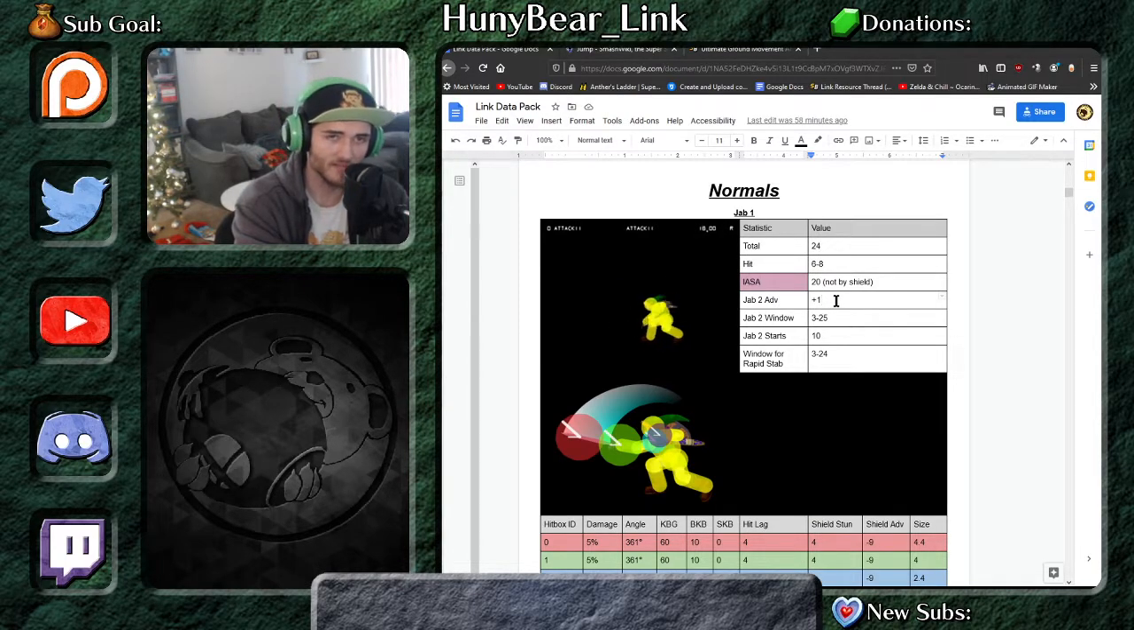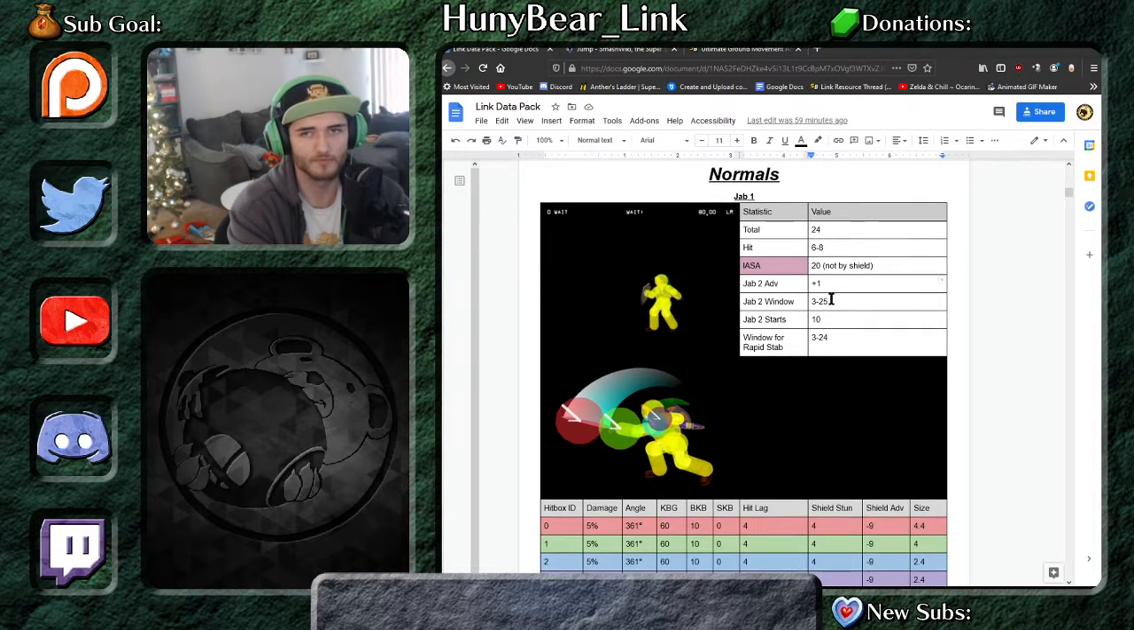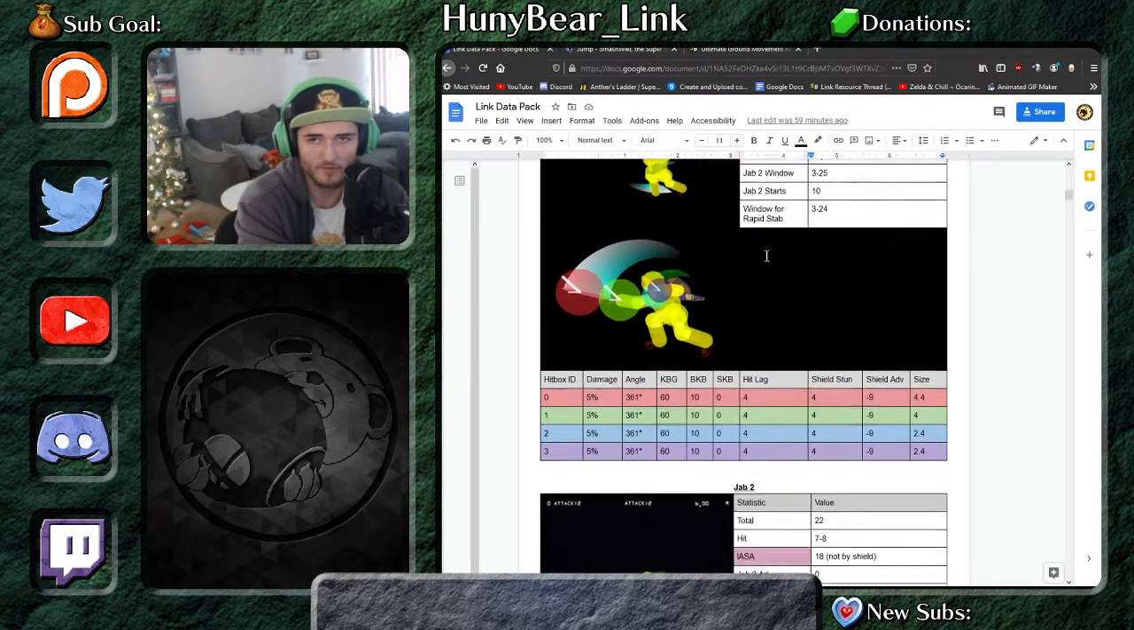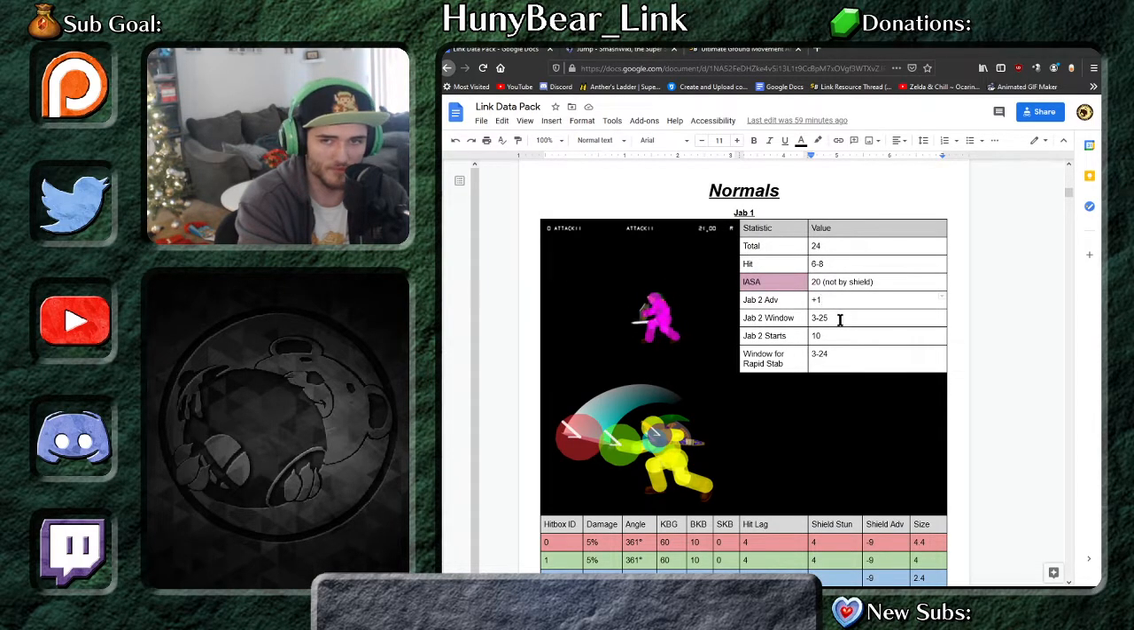Jab 2 advantage. So sometimes you can interrupt it super early with a move that links into itself. For the example of jab, you can mash jab and get jab 2, which is the subsequent animation after jab 1. Jab 2 window is between frame 3 and 25, meaning if I were to hit the A button again between frames 3 and 25, then jab 2 would be buffered automatically. See, another example of buffering in Melee. And then jab 2 starts on frame 10, regardless. So even if I were to input jab 2 on frame 3 of jab 1, it's still not going to start. It can only start as early as frame 10 and as late as frame whatever.